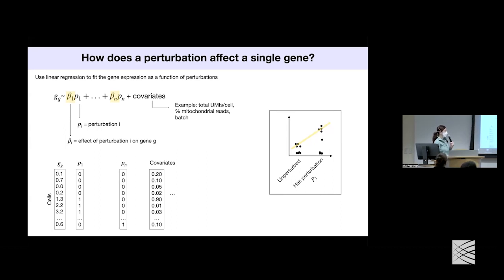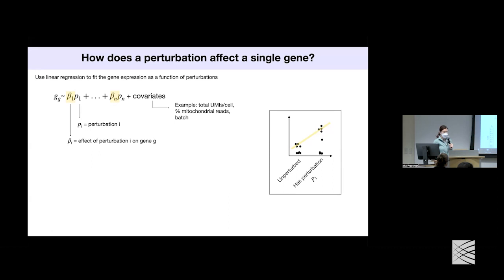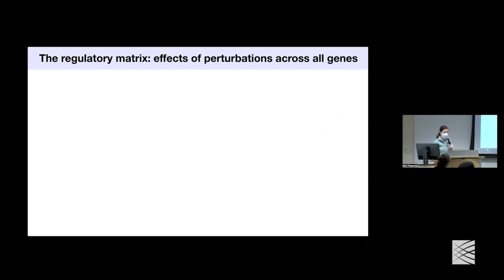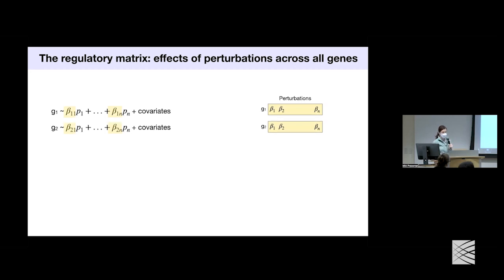Okay, so beta, essentially, if it's positive, it means the perturbation increased the expression of a gene. If it's negative, it decreased it. And so we can do this across all the different perturbations. We basically get for this one gene G, a beta value for the effect of each perturbation. And then we can do this, of course, across all of the genes. So we do it for the first gene, for gene 1, we get a vector. Do it for gene 2, gene n, and so on.